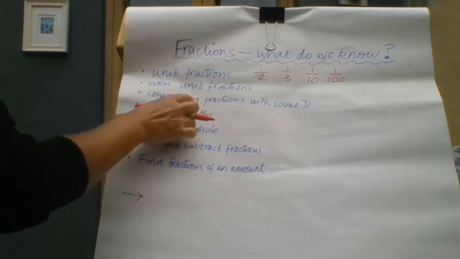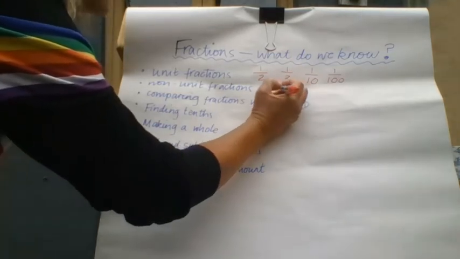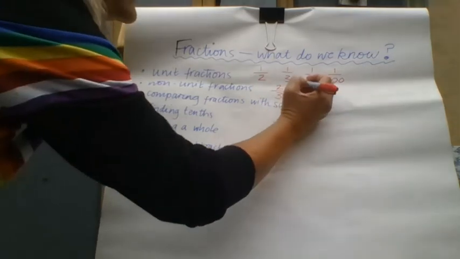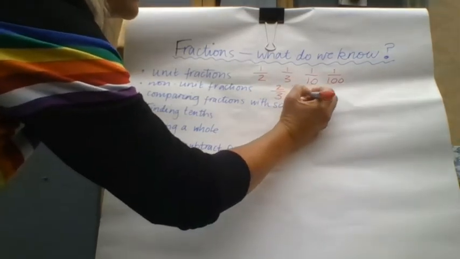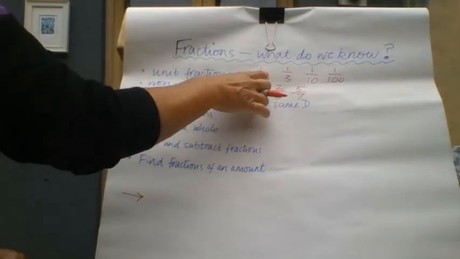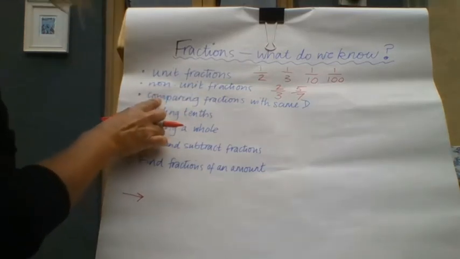Any numerator that's 1 is a unit fraction, which means then that all other fractions are non-unit fractions. So if we have, instead of having 1/3, we might have 2/3. That's a non-unit fraction. We might have 5/7. That's a non-unit fraction. Quite simple and straightforward.